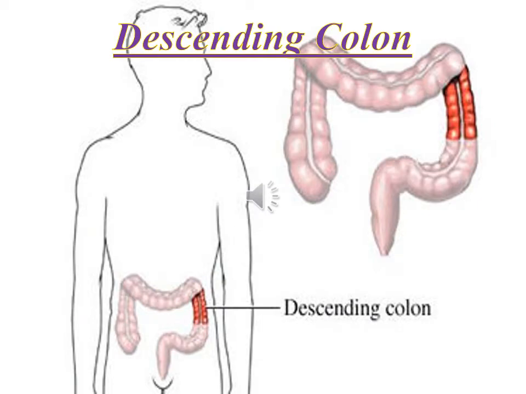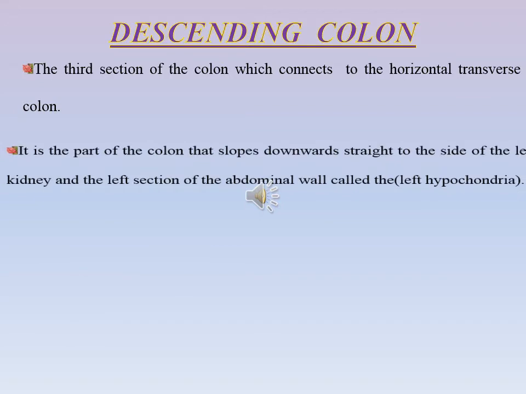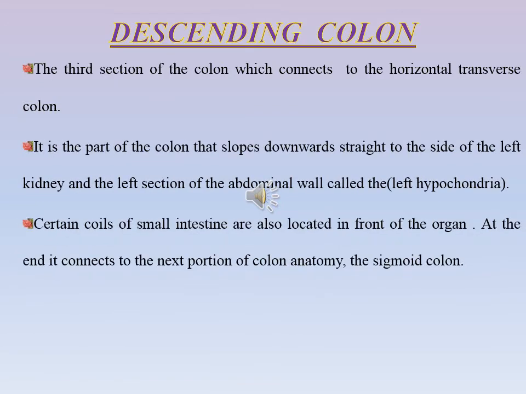The descending colon. The descending colon is the third section of the colon, which connects to the horizontal transverse colon. It is the part of the colon that slopes downward straight to the left of the side kidney and the left section of the abdominal wall, called the left hypochondria. Certain coils of small intestine are also located in front of the organ. At the end, it connects to the next portion of colon anatomy, the sigmoid colon.